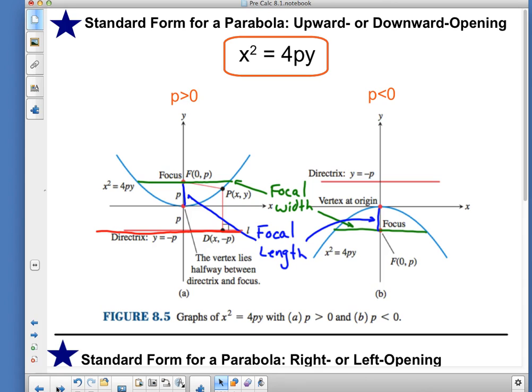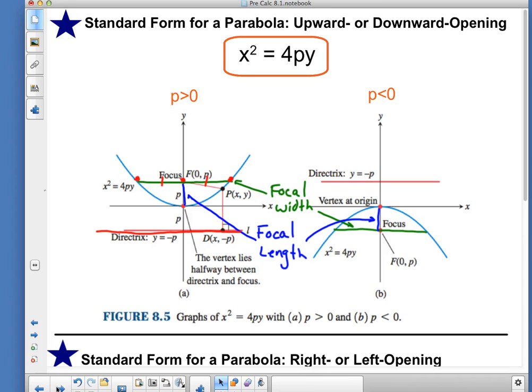The focal width is the distance across my focus to each side of the parabola. This is what we'll call a chord. And remember, when we have a chord of a circle, the endpoints are on the circle. Okay, the focal width is a chord whose endpoints are on the parabola, and it goes through the focus, and the focus is the midpoint because that splits it up. Okay, that helps us actually graph the parabola.